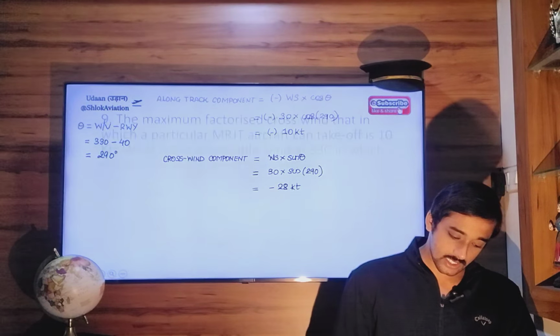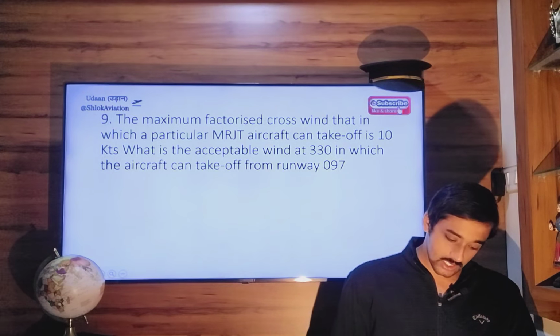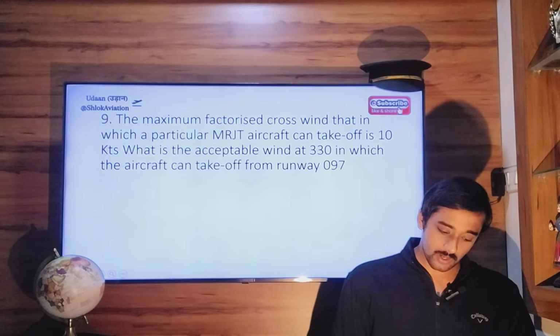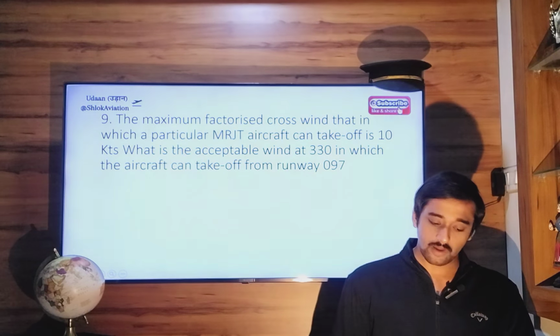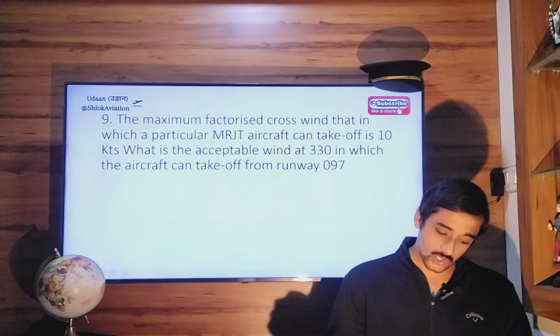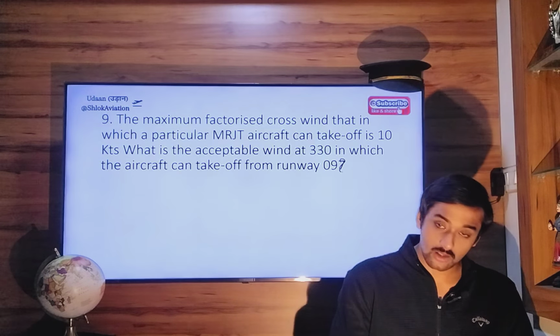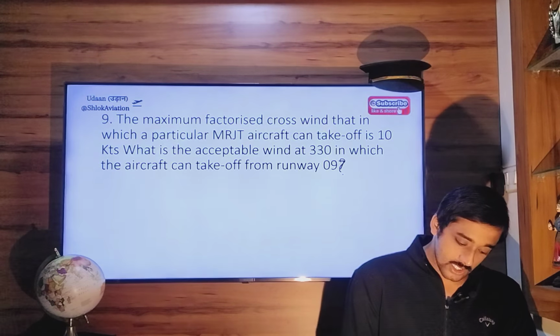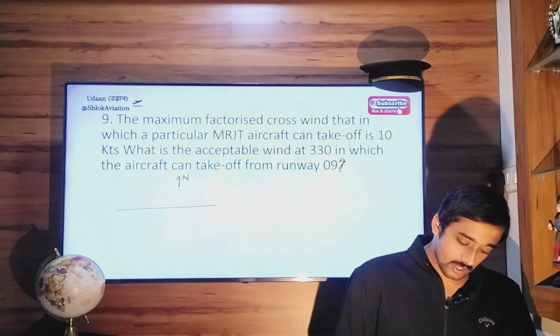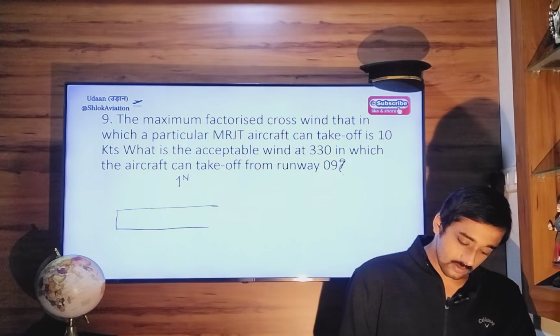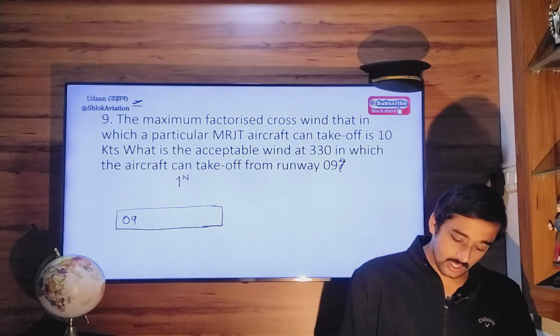Okay, next. The maximum factorized crosswind in which a particular multi-jet aircraft can take off is 10 knots. So the maximum crosswind limit is 10 knots. What is the acceptable wind? Okay. Now, this is your north datum. The runway in use is 0927. So 0927.